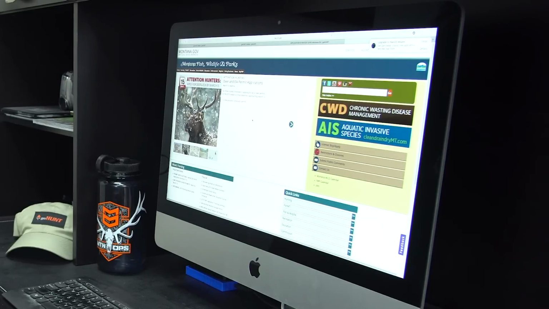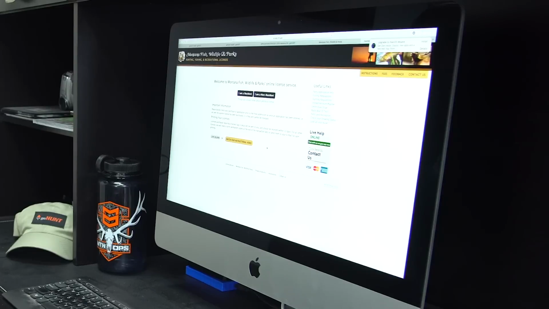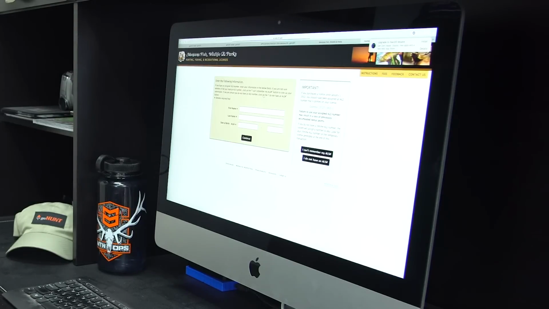This is the hunting main page. Over on the right hand side, you'll notice the license, buy or apply. You want to click there. Deadline again is March 15th. So I'm going to click buy or apply, and I'm going to click I am a non-resident. There's a lot of really good instructional videos on their website that'll walk you through this process.